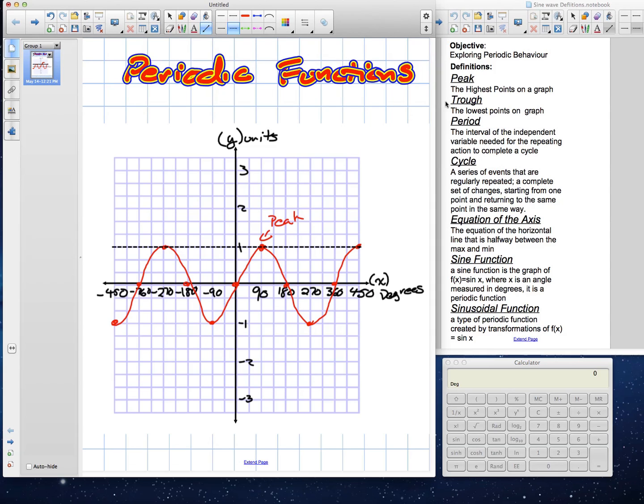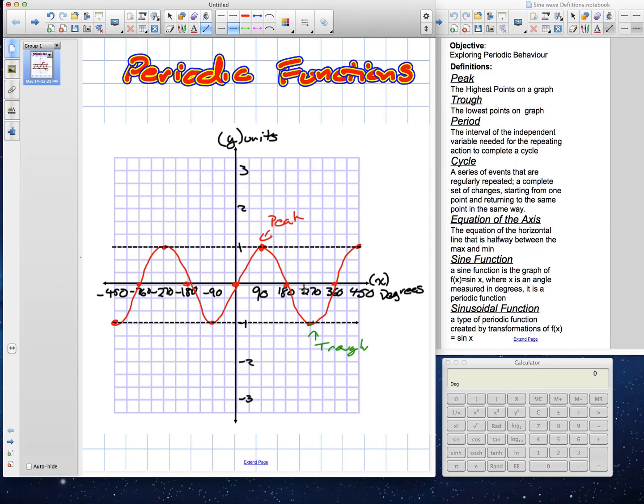Our second definition is our trough here. Okay? So that would be the lowest point. So our trough here, or the lowest point we're talking about, same idea as the peak, it's just the opposite. So the lowest point this sinusoidal or periodic function hits is -1.